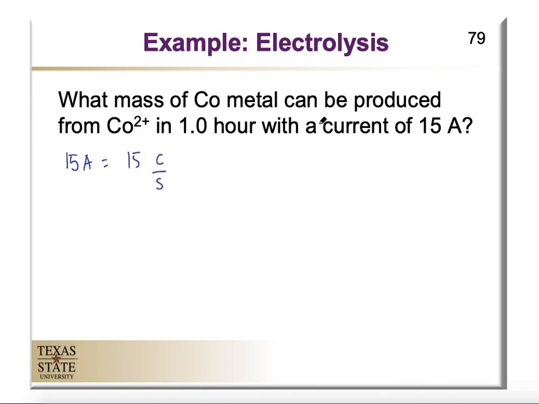And so we said that the first thing that we were going to do was to multiply that current against the time, but the time has to be in seconds. 1 hour is the same thing as 60 minutes, and each of those minutes has 60 seconds. So 60 times 60 is 3600. So I'm going to take my current in coulombs per second, and I'm going to multiply it by the seconds, which is 3600 seconds.